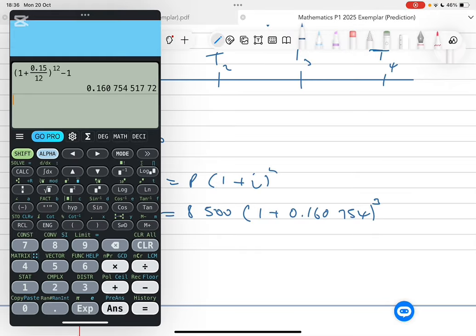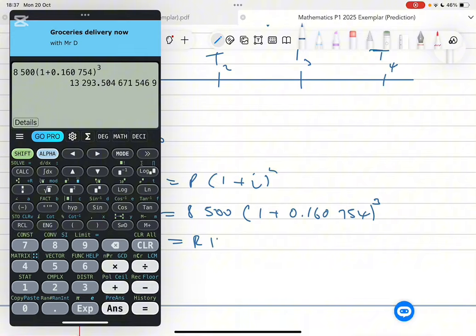And so this means at this stage I can use my calculator to say I really have 8,500 times (1 plus 0.160754) to the power 3. And this means we are going to have 13,293.52.